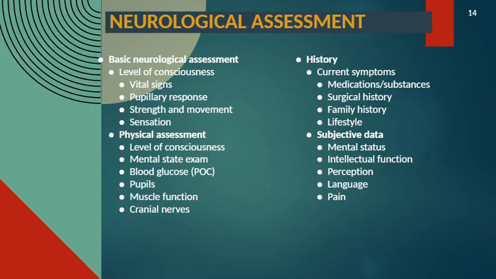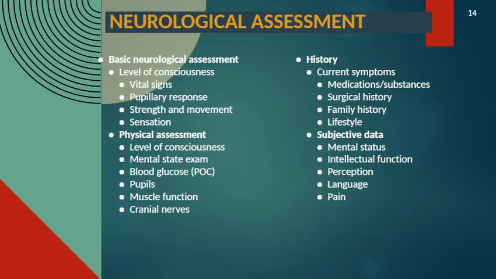Next, we examine the pupils for size, equality, shape, and reaction to light. Changes here can indicate pressure on cranial nerve 3. We also check strength and movement in all extremities, comparing side to side to look for weakness, paralysis, or asymmetry.